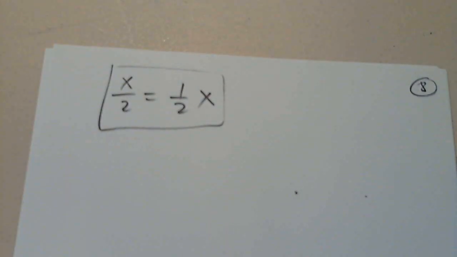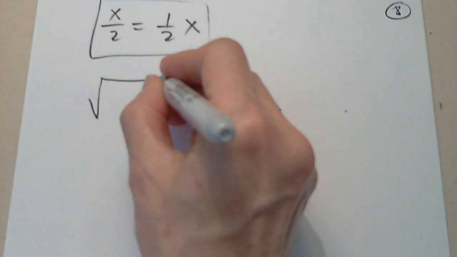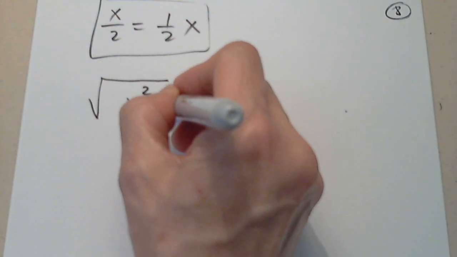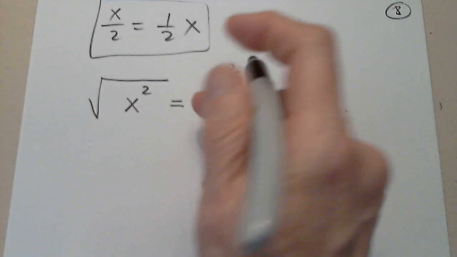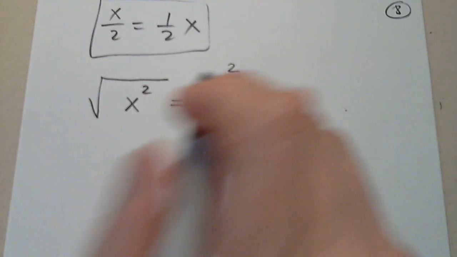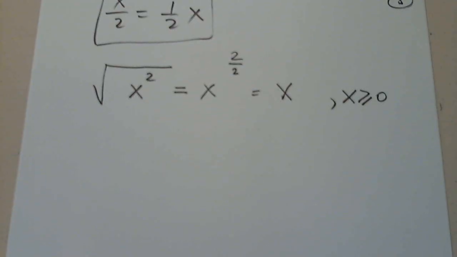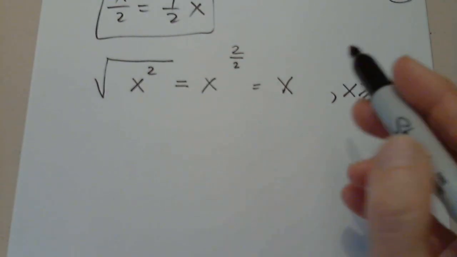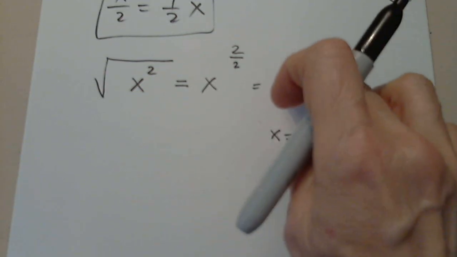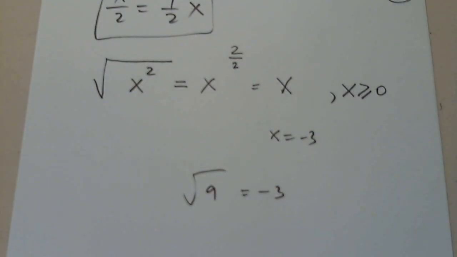Let's explain this again. Or it's about time to explain this. Okay, so the square root of x squared should be x raised to 2 over 2, right? 2 over 2 should be x. This is true only if x is greater than or equal to 0. But look what happens if x is negative. Let's suppose x is negative 3. I replace here negative 3. I replace here negative 3. And now it's already wrong.